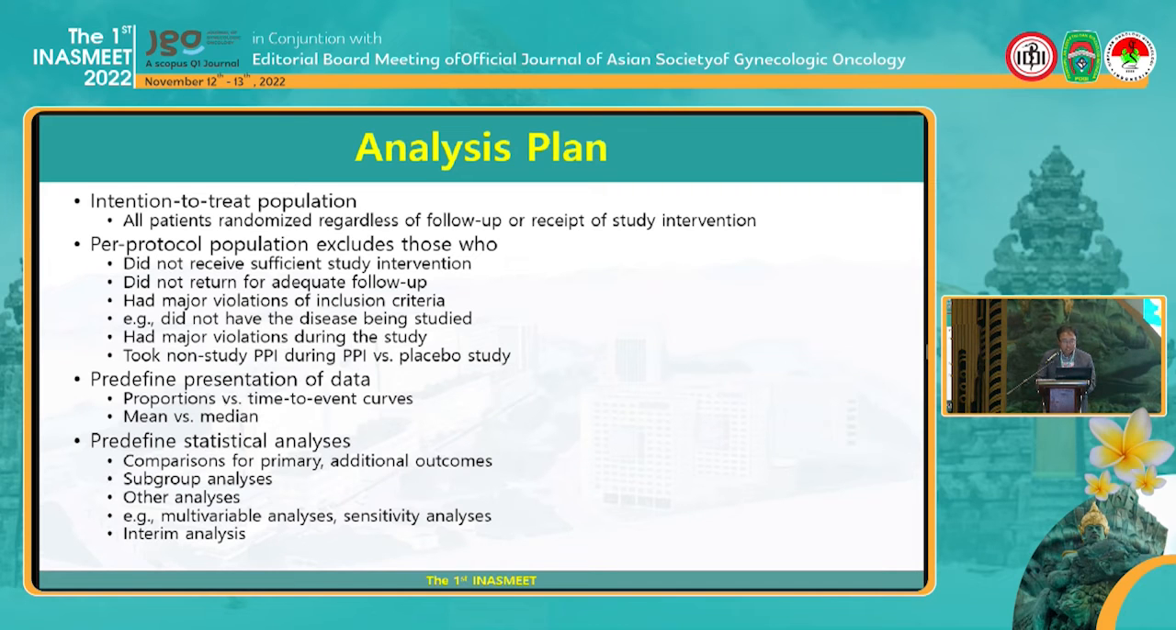Next one is analysis plan. The data analysis plan must be defined in advance. It should be decided whether to analyze the outcomes in the intention to treat population or in the per protocol population. In the intention to treat population, all patients randomized are included in the analysis regardless of receipt of study intervention or follow-up. But in the per protocol population, only patients who received sufficient study intervention and were followed up sufficiently are included.